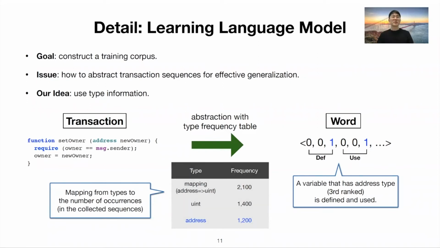For example, given a transaction that invokes setOwner function, which designates a new owner of a contract, we can abstract it to a feature vector that sets the third and the sixth element to 1, which means that a variable that has address type is defined and used in the transaction. With this abstraction method, now we can construct a training corpus by abstracting all of the obtained transaction sequences.